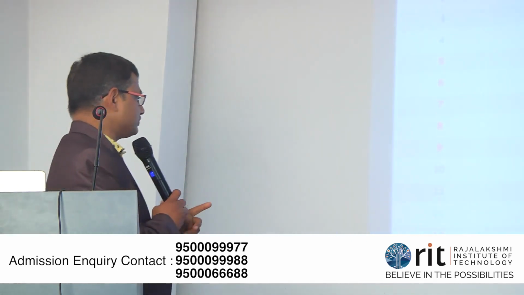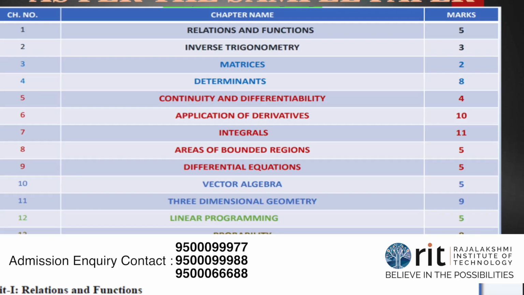So the chapters you should take care of are, first, area of the bounded region, chapter number 8, chapter number 12 linear programming, and chapter number 2 inverse trigonometry. These 3 chapters will play a vital role in deciding who scores good or who scores less.